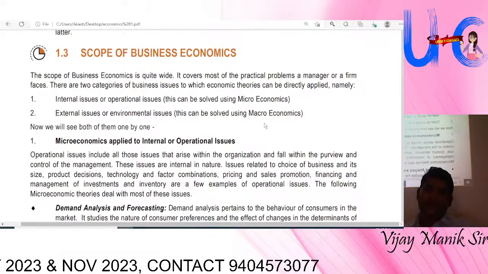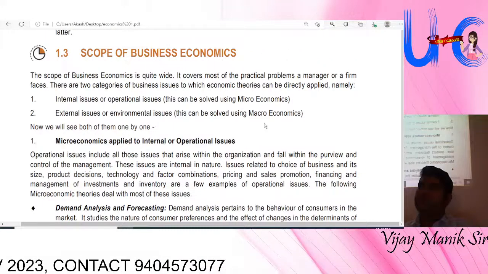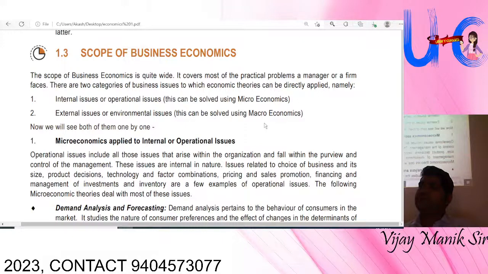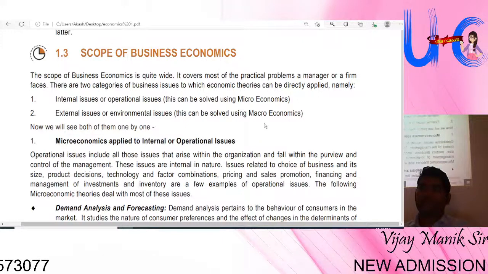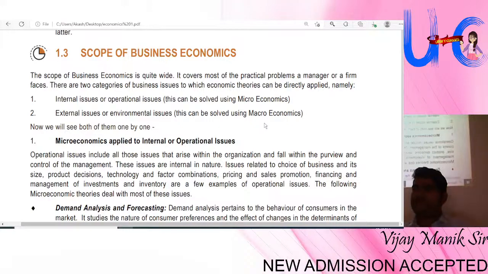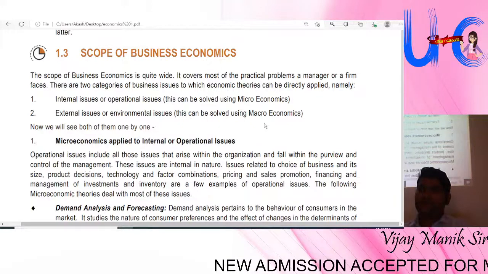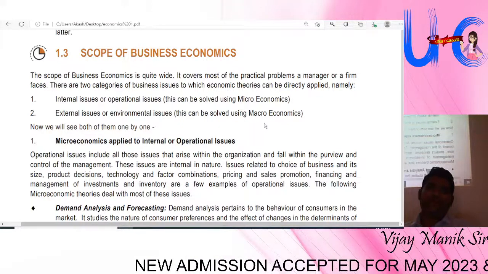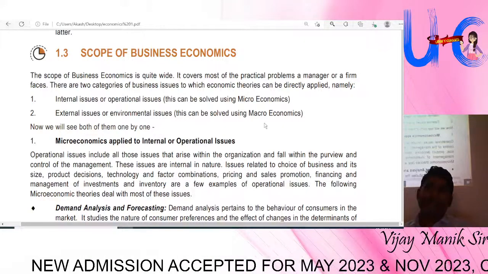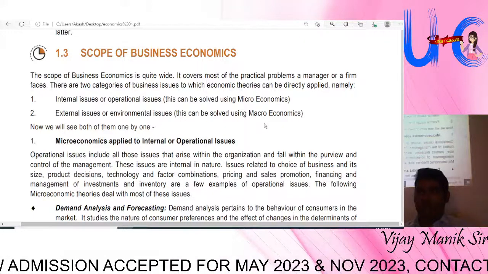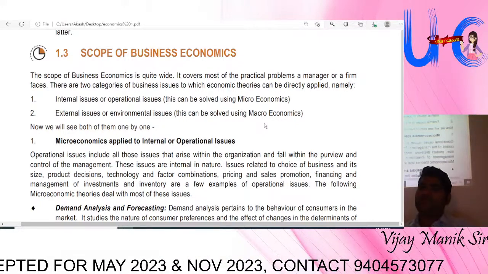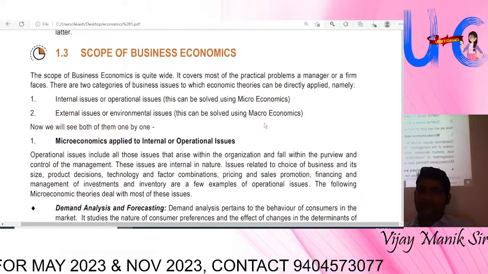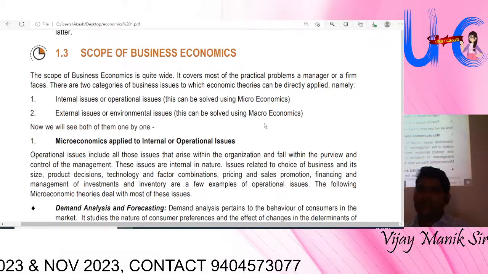Scope of business economics. What is the meaning of scope? How business economics can expand. What is the usefulness or utility of business economics? These are the scope of business economics. Okay, so there are two parts. One part is internal issues, the other one is external issues.